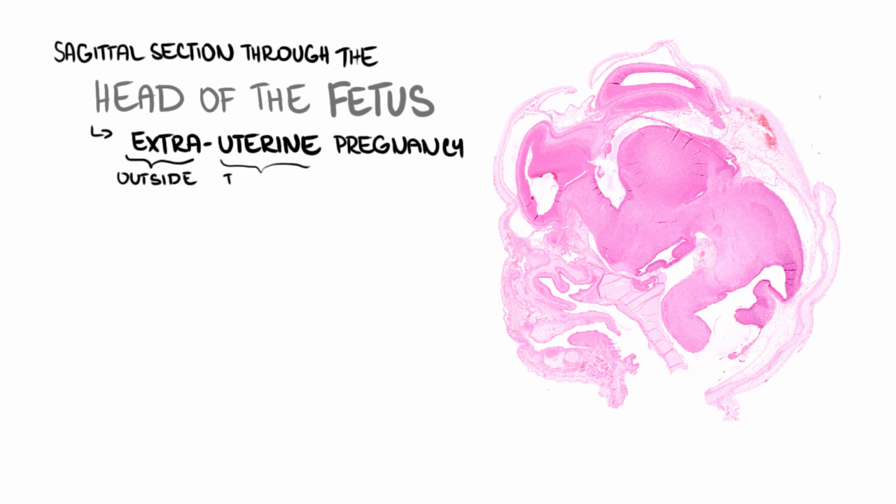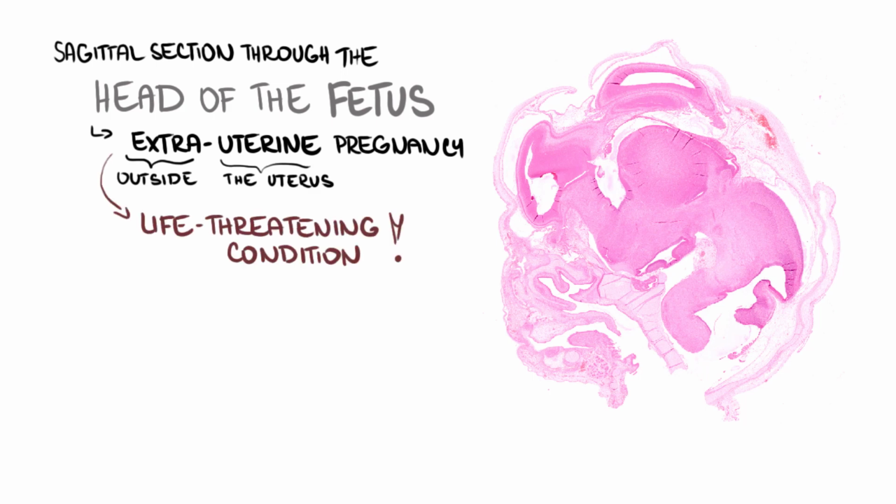Hi, in this video I would like to describe a sagittal section through the head of the fetus obtained from an extrauterine pregnancy, outside the uterus. Extrauterine pregnancy is a life-threatening condition. Basically, the embryo and later the fetus has no chance to develop and survive in the environment outside the uterus, and it's a great threat to the mother's life as well.